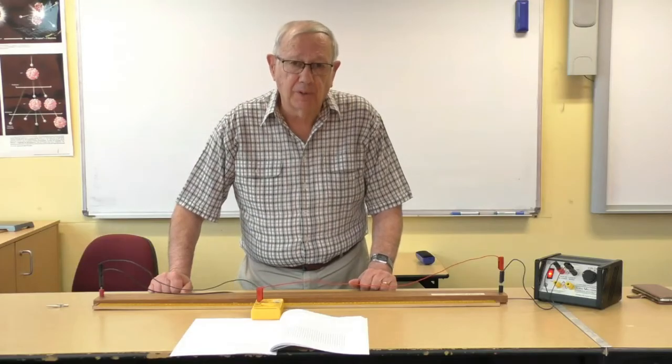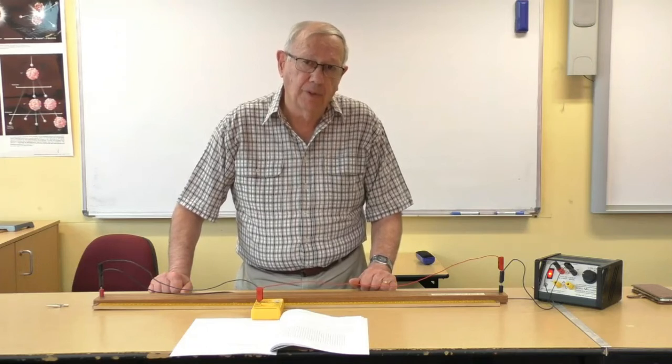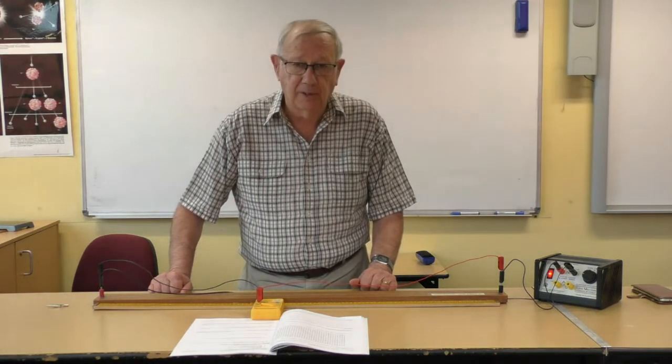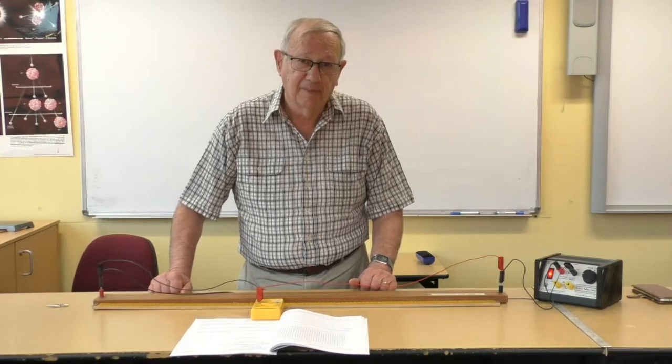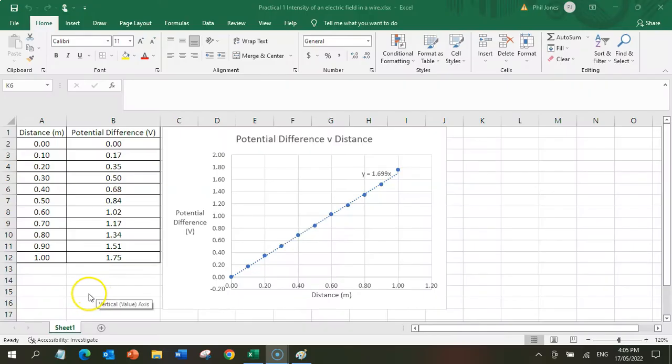So now you're in a position to create a graph of voltage on the y-axis and distance on the x-axis, and we can have a look at the gradient. So here are our results. We've got distance down here, potential difference there, and our graph over here. So we've got distance along the x-axis and potential difference along the y-axis. We've got a line of best fit here, and we've set the y-intercept to 0. And we've got the equation up here.